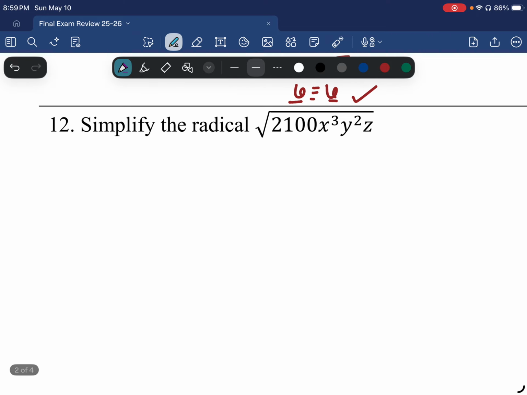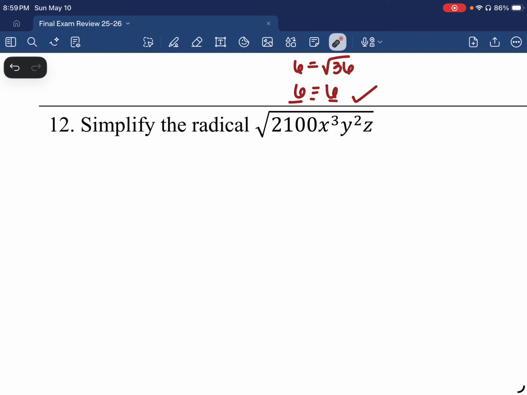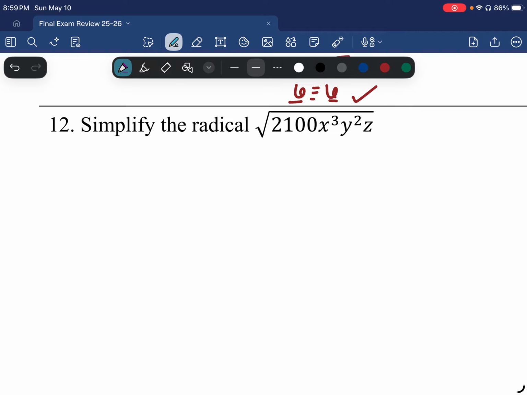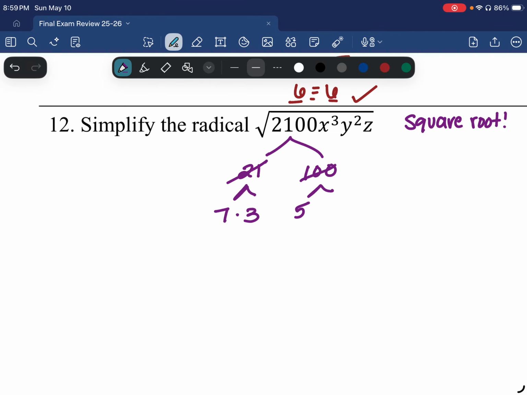Simplifying radicals. So first we must look at the index. If the index is not shown, it's assumed to be a 2, which means it's going to be a square root, which means we are looking for pairs of numbers multiplied together. So I'm going to start breaking down 2100 by finding two numbers that multiply. I know that that's going to be 21 and 100. So 21 can be 7 times 3, and then 100, there's lots of ways to break down 100 if you would choose. I chose 50 times 2, and then 50 breaks into 25 times 2, and 25 breaks into 5 times 5.